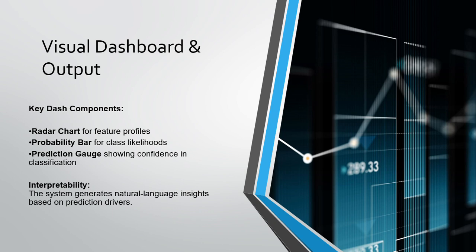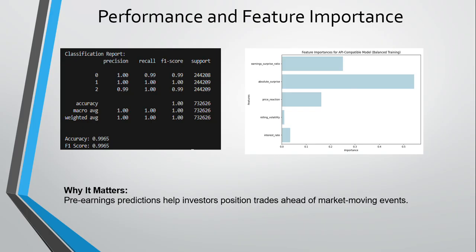And then we have the probability bar, which shows the probabilities basically for beat, miss, or meet of our expectations. And then as far as the interpretability is concerned, the system generates natural language insights based on prediction drivers. Then we have the performance and feature importance. In our accuracy, we got 99.65% accuracy on our model. Now, for me, that was considerably high.